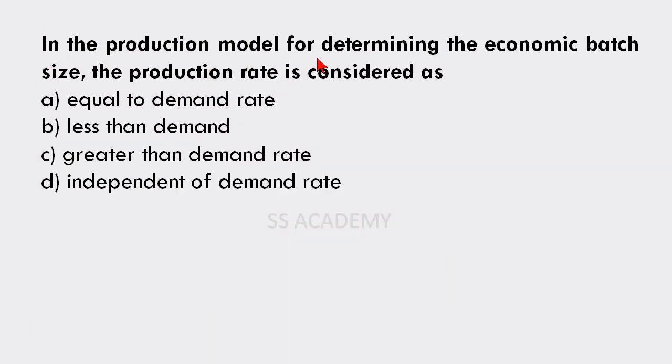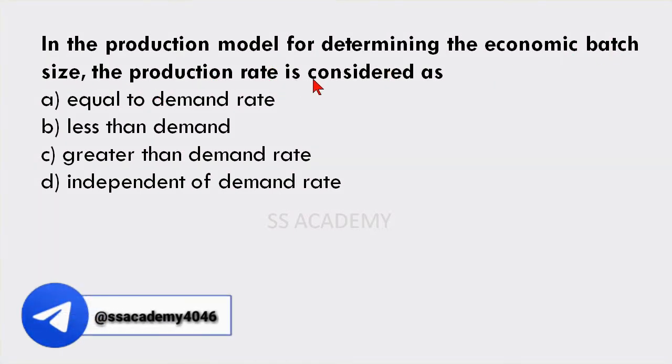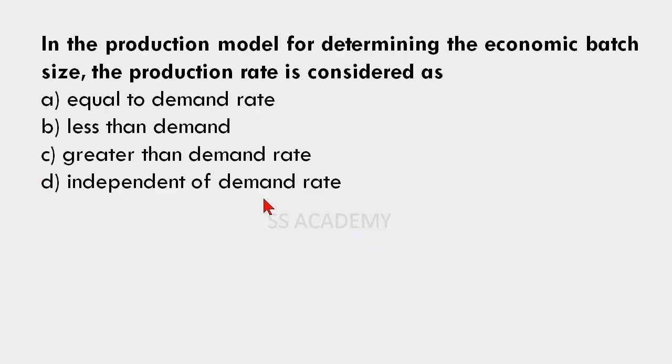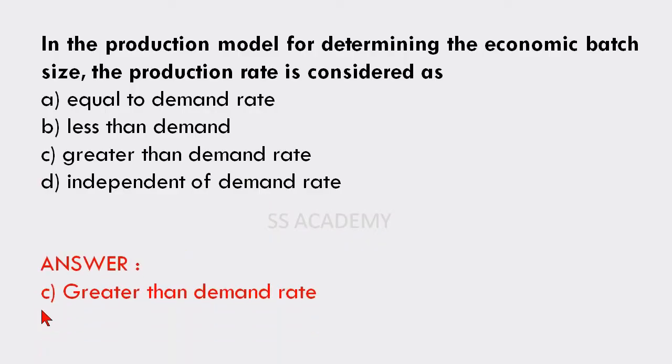In the production model for determining the economic batch size, the production rate is considered as equal to demand rate, less than demand rate, greater than demand rate, independent of demand rate. The answer is option C, greater than demand rate. In the production model for determining the economic batch size, the production rate is considered as greater than demand rate.